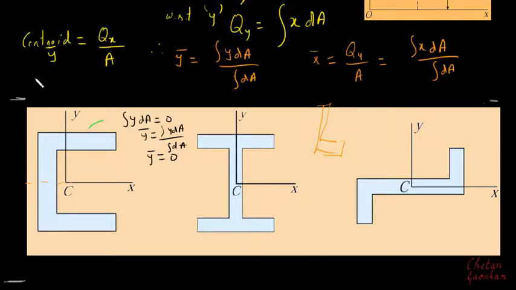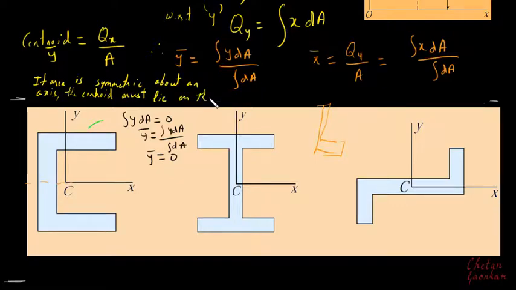If area is symmetric about an axis, the centroid must lie on that axis. Very important, because if you can understand this, then we can quickly judge the centroid of any section.